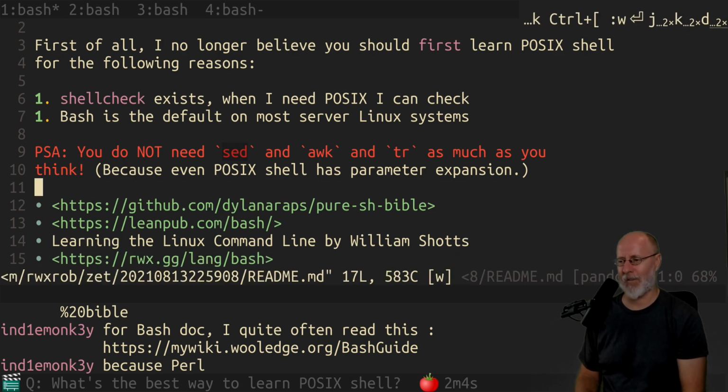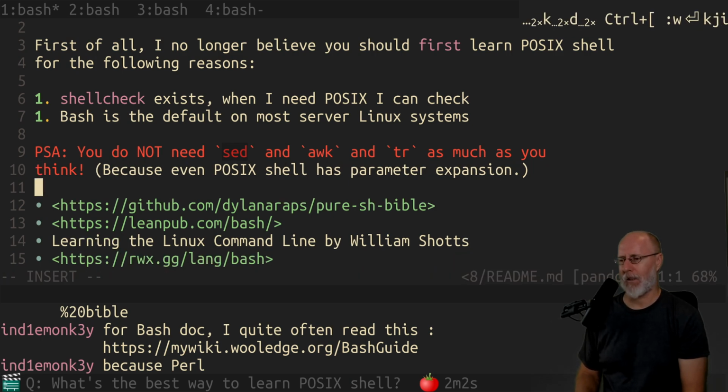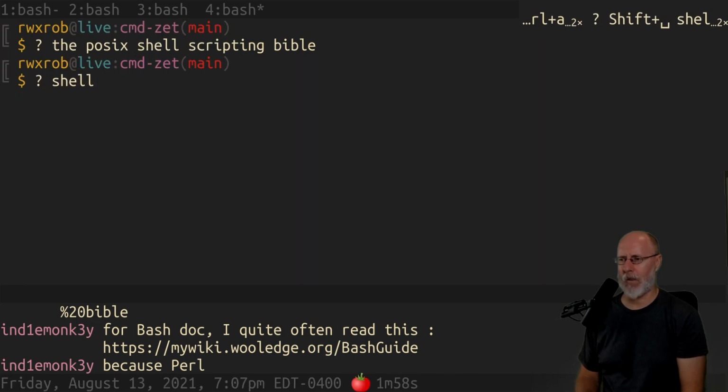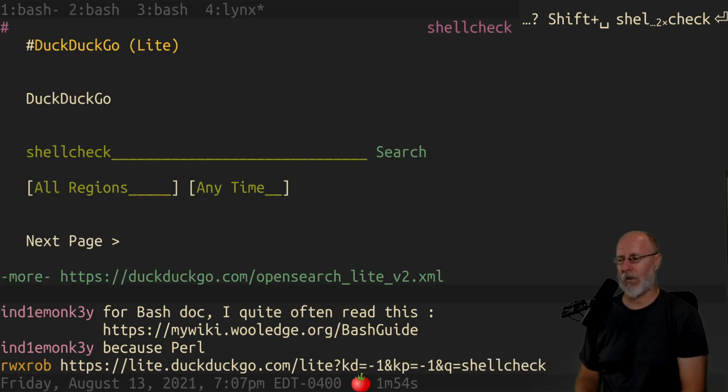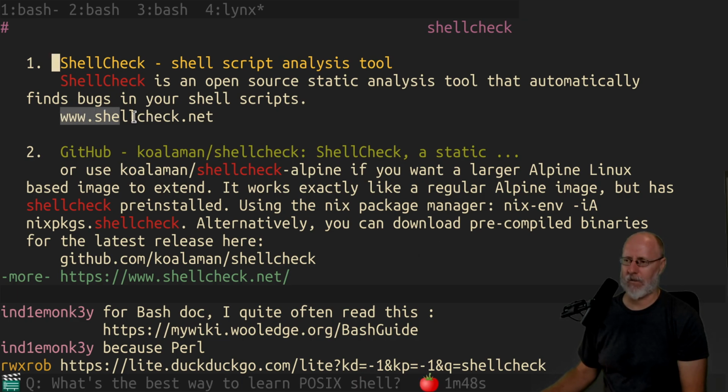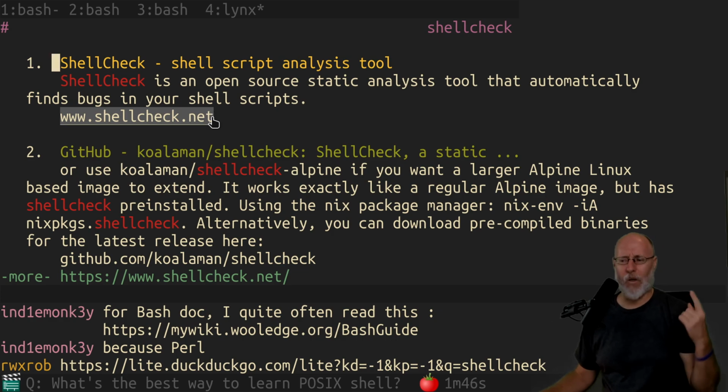and Perl's awesome too. I love Perl. So where's my shellcheck reference? Oh, we have 1 minute left. Shellcheck. You got to have shellcheck. You cannot code without shellcheck, people. Don't even try it. It's so good, and the wiki's good too.